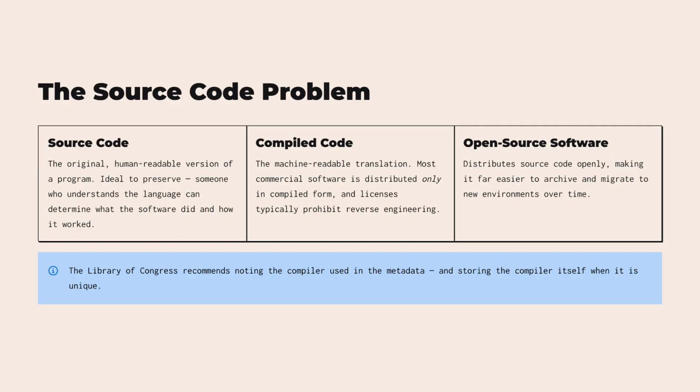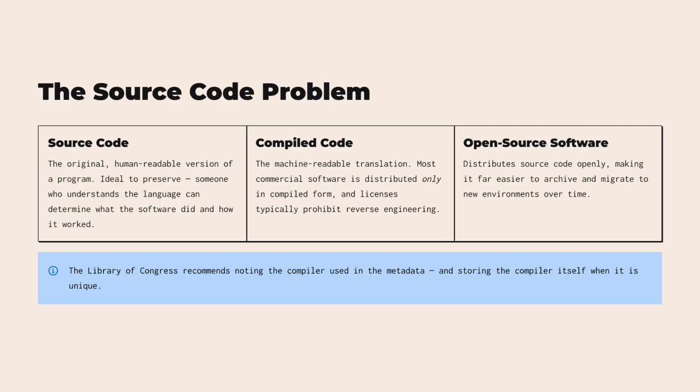Source code is written in a programming language, something like Python, Perl, Java. It is human readable. If you have source code and someone who understands the language, you can determine what the program does. You can potentially migrate it to a newer language. You have options. Compiled code is what source code becomes after it is translated into machine language. It is what a computer executes.